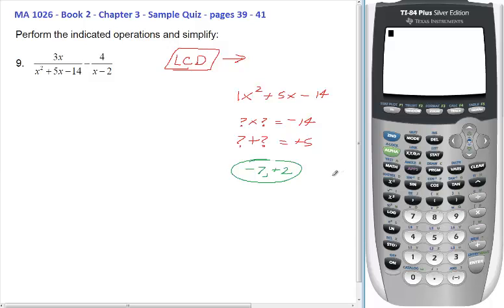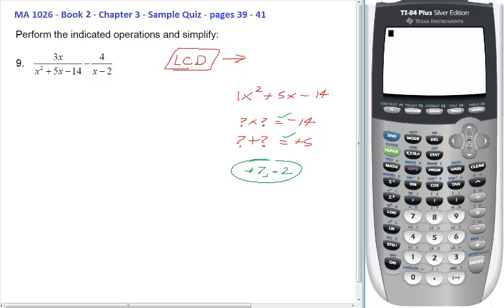Now that will give you negative 14, but when you add you get negative 5. So it's not that. Let's fix that right away. It's going to be positive 7 and negative 2. Let's double check. Multiply, negative 14; add, plus 5. There we go.